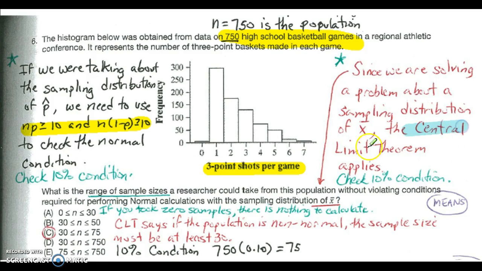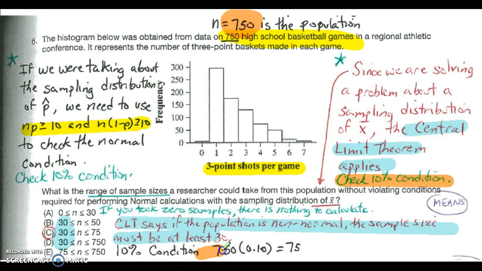So I'm going to use the central limit theorem to figure this out. My central limit theorem says if it is non-normal, I need at least a sample size of 30. So my smallest choice could be 30 because of the central limit theorem. Then I'm going to use the 10% condition. I have 750 in the population. So 10% of 750 is 75.